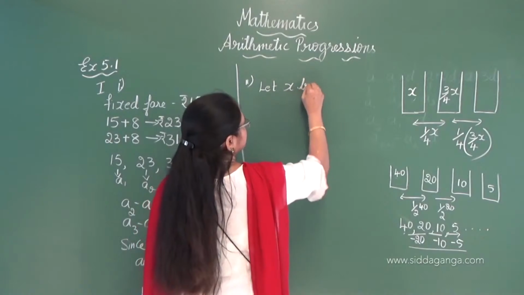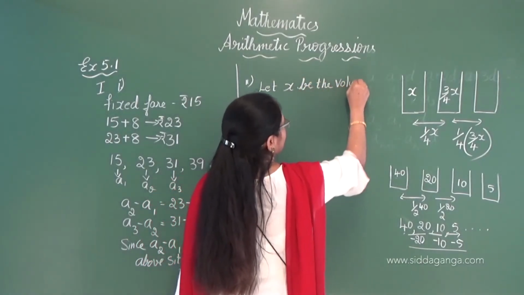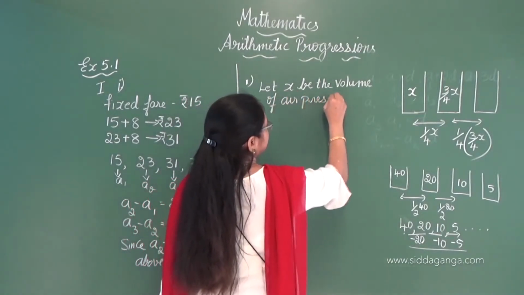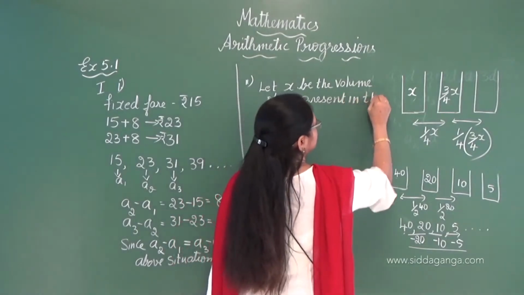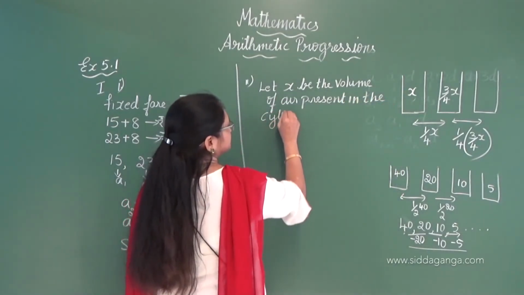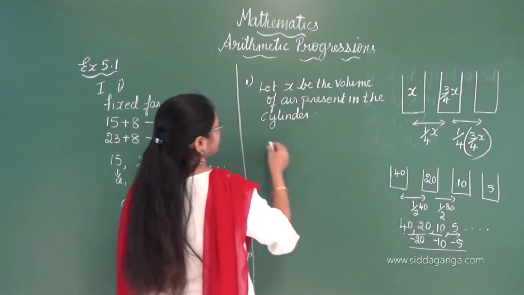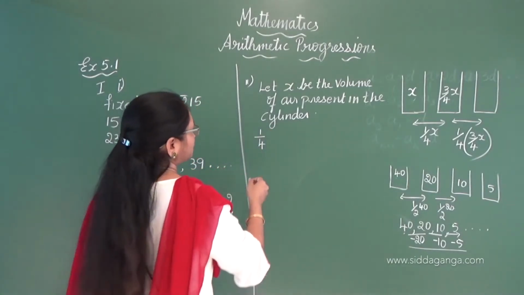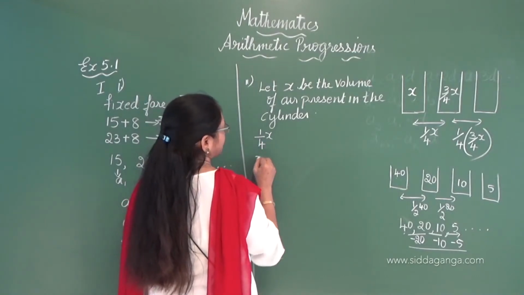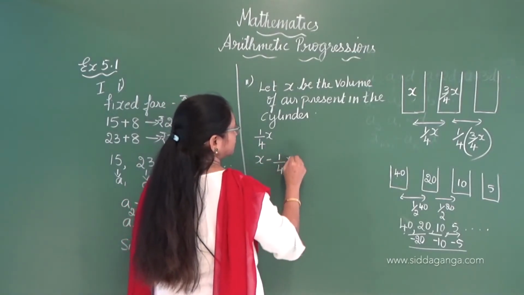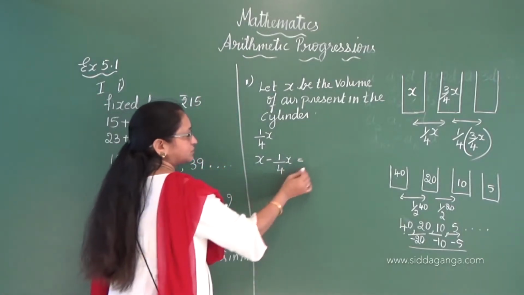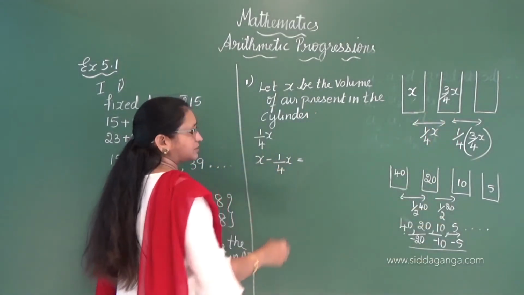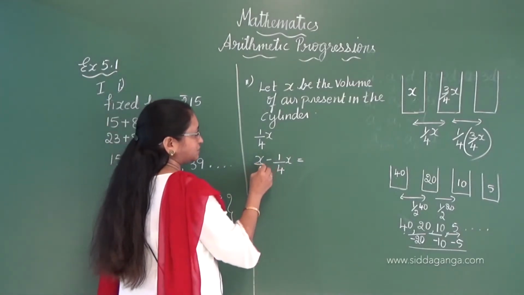Let X be the volume of air present in the cylinder. Next, now when you remove 1/4 of X, I am going to remove this. So from X minus 1/4 of X. This is how you have to work and show it. Mentally I calculated like this. So from X you have to remove 1/4 of X.